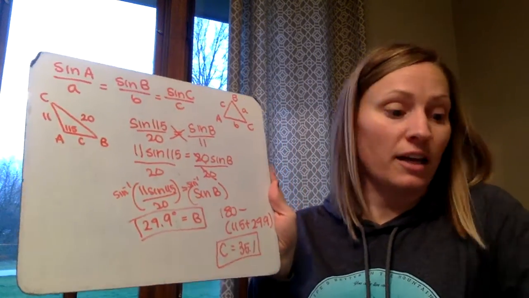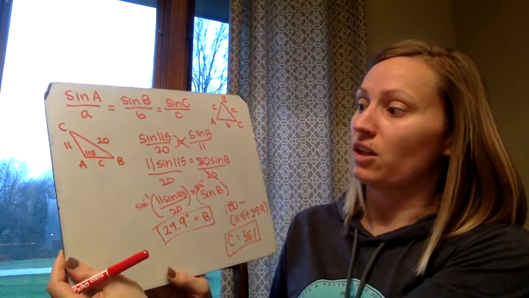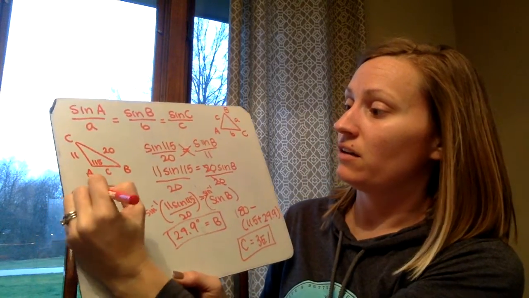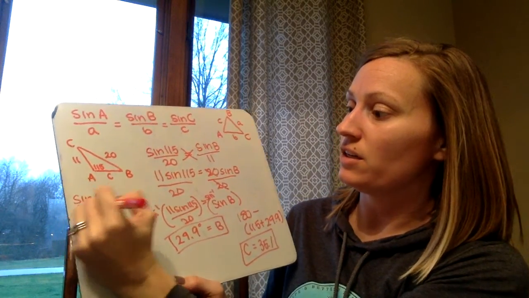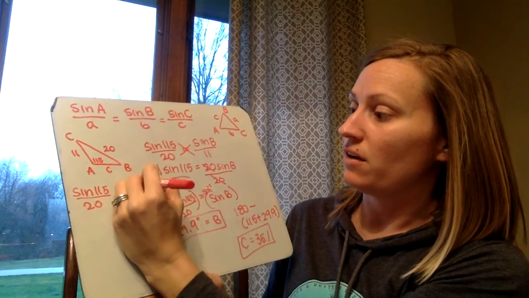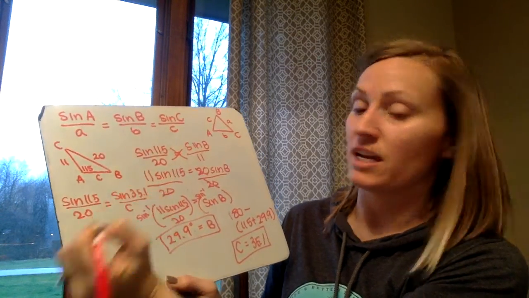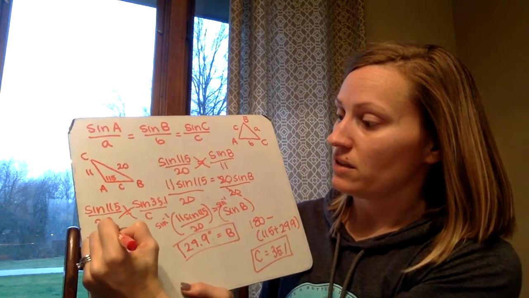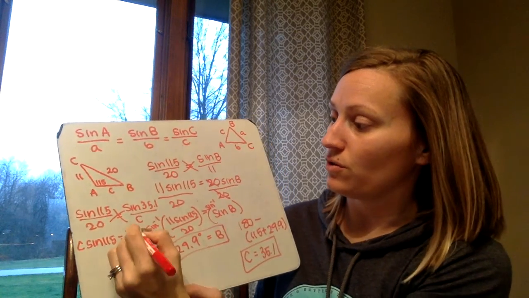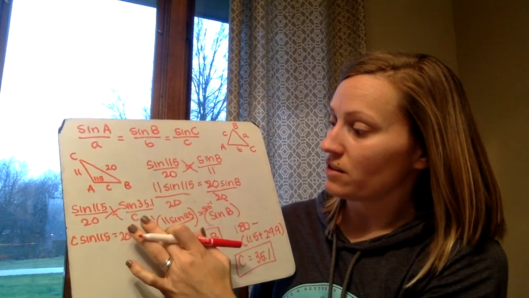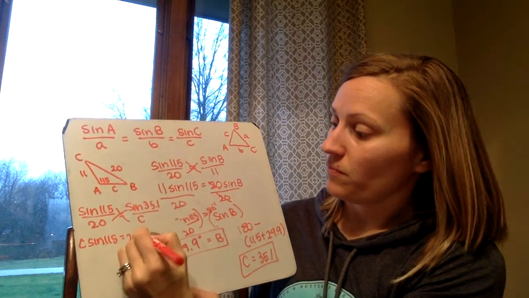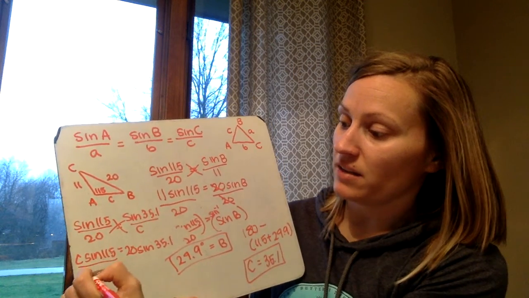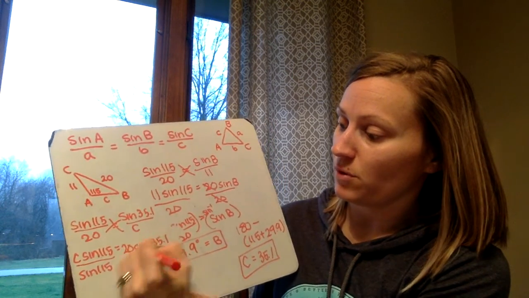And so for side length c, we can set it up again using the law of sines. So we have sine of 115 over 20 is equal to the sine of 35.1 over c. And then when we solve this, we cross multiply, and I have c sine of 115 is equal to 20 sine of 35.1. And then to get c by itself, we're going to divide by the sine of 115 on both sides.